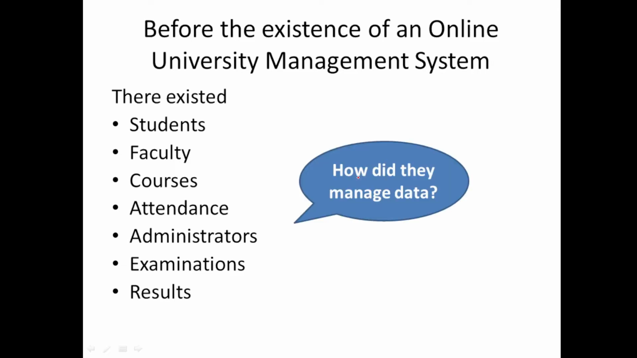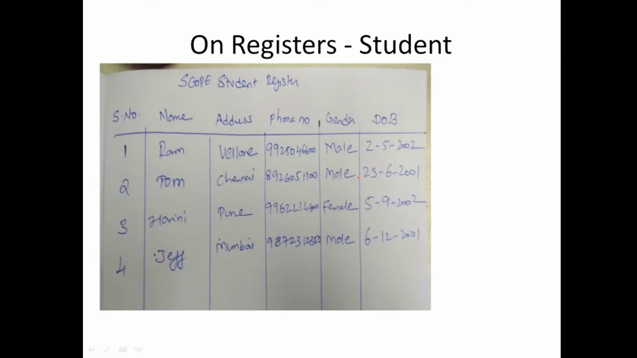So how did they manage this data without a management system? That is the very first question. I come from those times when we didn't have a university management system. So how did they manage data? We had something called registers. I have created a sample register here.